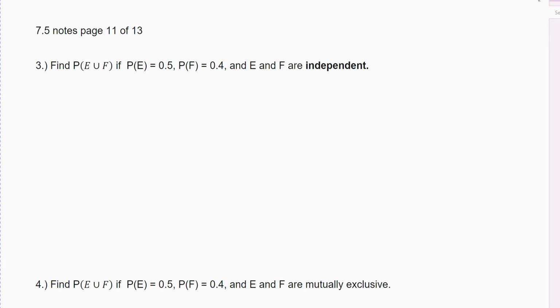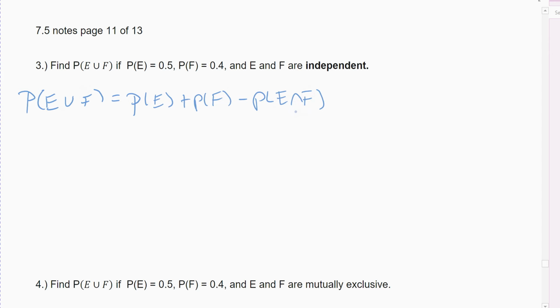So the first example, we want to find the probability of E or F, right? So the probability of E or F, the union. If I use the union formula, it's the probability of E plus the probability of F minus the probability of E and F. Which, I know the probability of E is 0.5, I know the probability of F is 0.4. Well, what's the and statement? I wasn't given the and statement. What I was given is that my two events are independent. The independence will help me find the and statement.